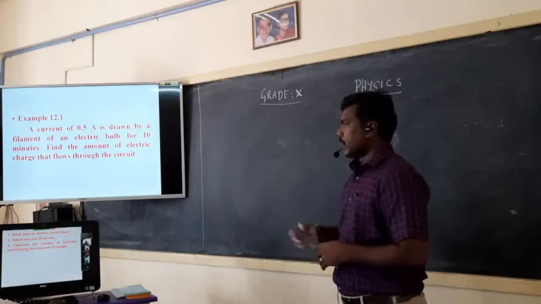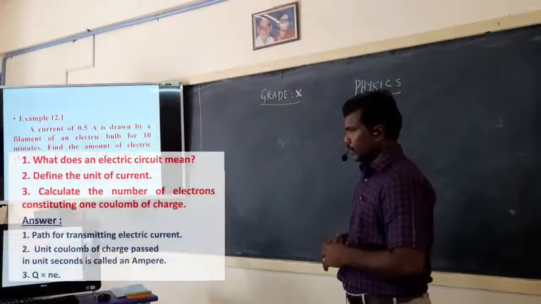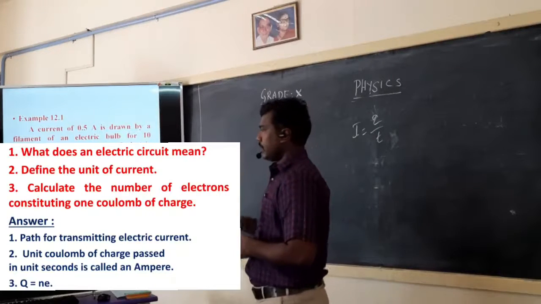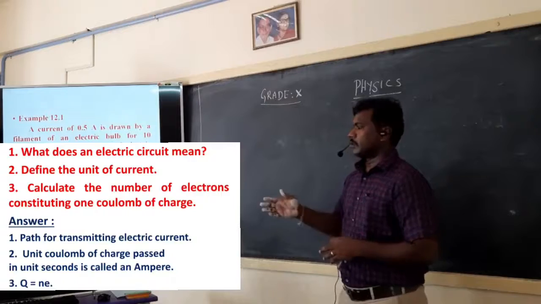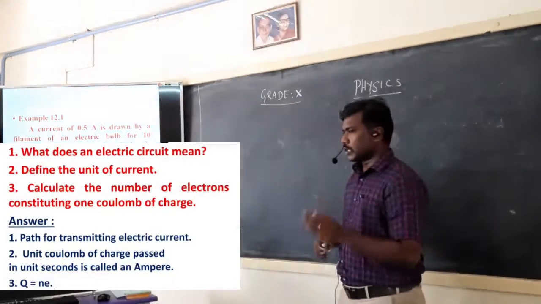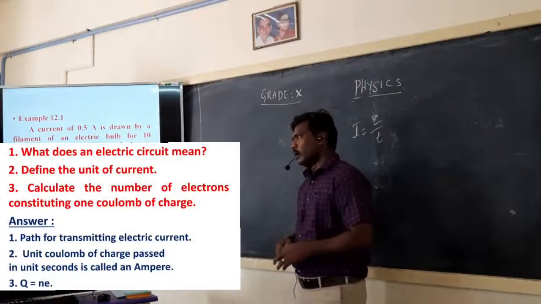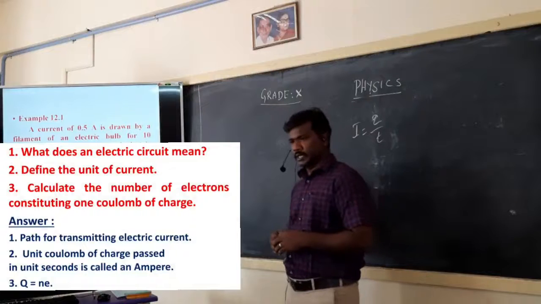See the questions I displayed with respect to the topic. What does an electric circuit mean? And the second one is, define the unit of electric current, and that is very important. Most of the time in your board exam they ask this question in the one mark part. Calculate the number of electrons that constitute 1 coulomb of charge.